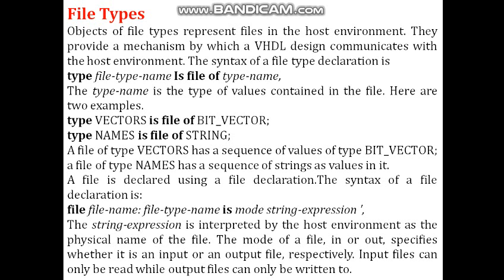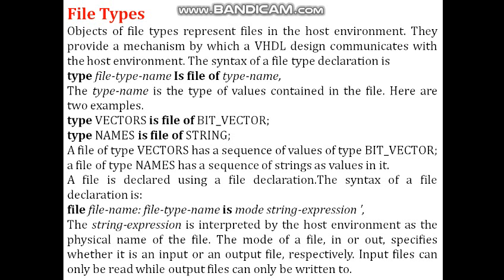Here there are two examples. Type vectors is a file of bit_vector, and type names is a file of string. A file of type vectors has a sequence of values of type bit_vector. A file of type names has a sequence of string values in it. A file is declared using a file declaration.